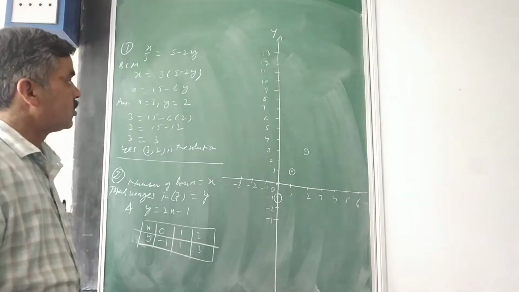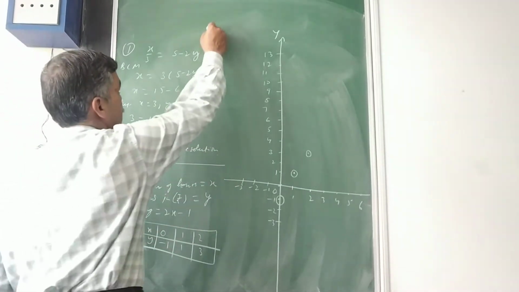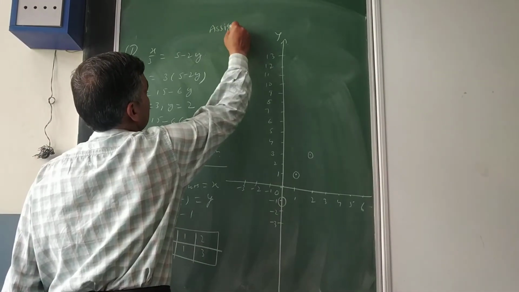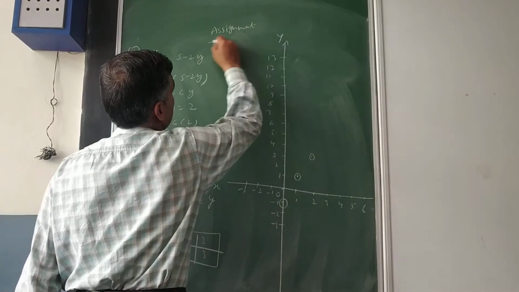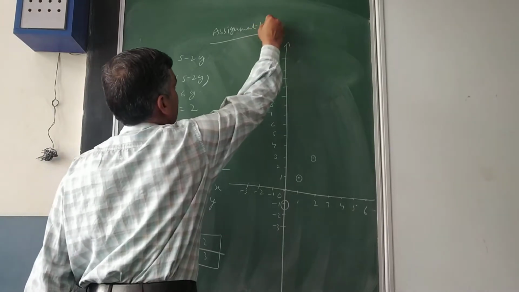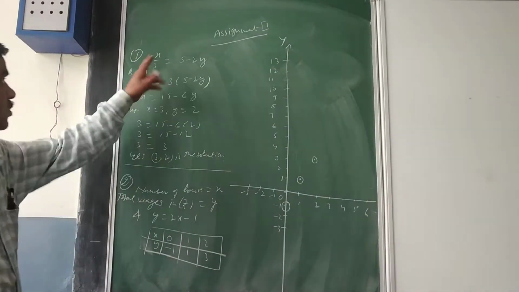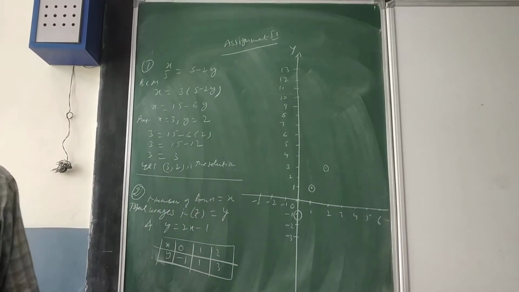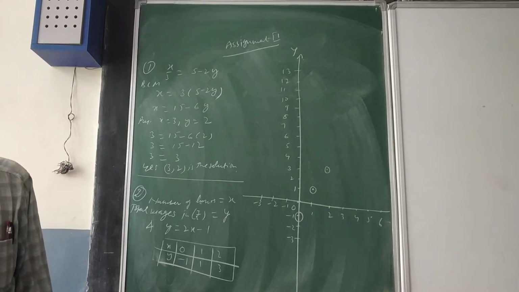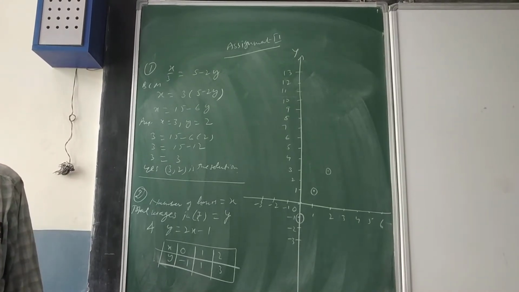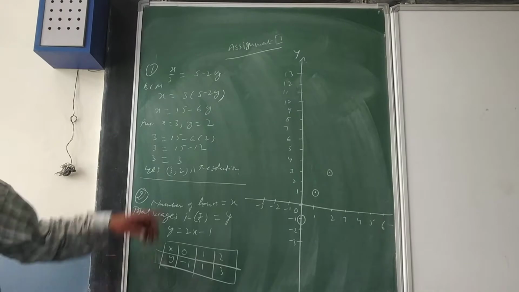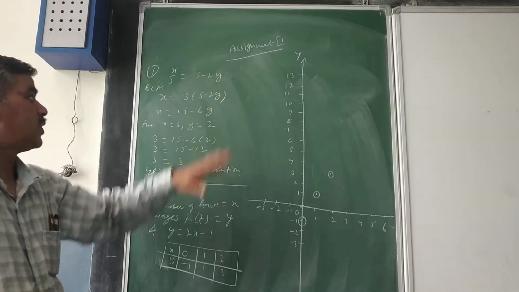Students, let us go through the solutions of your assignment 2 that was given to you yesterday. Opening the question, in two variables. Your first question was we were supposed to write this equation x in terms of y, and the equation was given: x upon 3 is equal to 5 minus 2y.